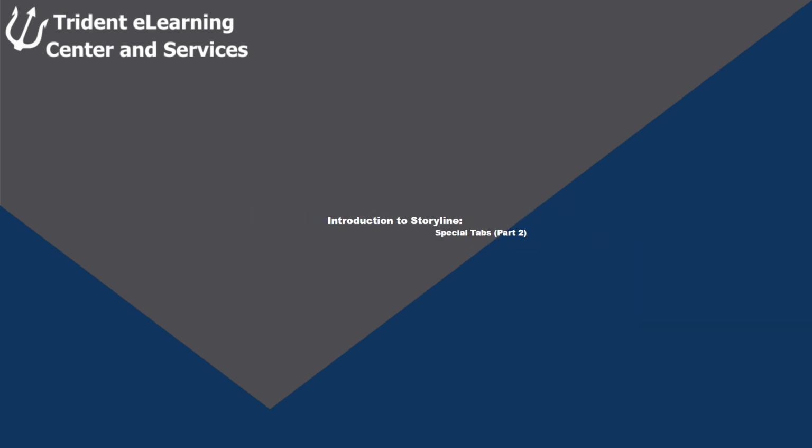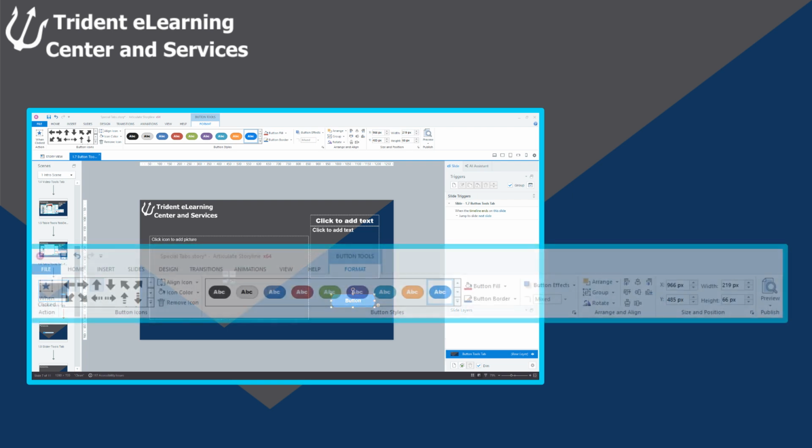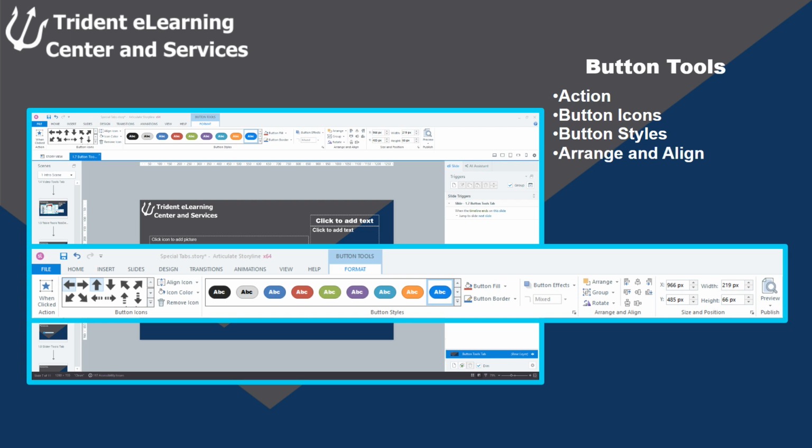Let's get started. Buttons are designed to create engagement with the learner and come ready to program. All you need to do is assign the action you want to occur when the learner selects the button. Let's now look at the options available to you on the Button Tools tab. They are Action, Button Icons, Button Styles, Arrange and Align, Size and Position, and Publish.